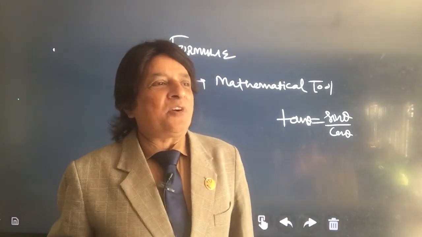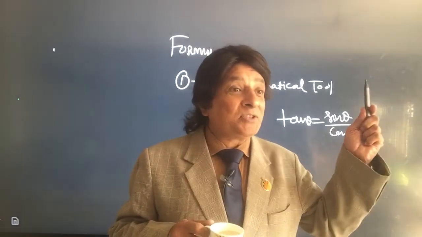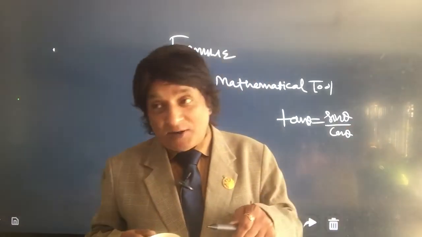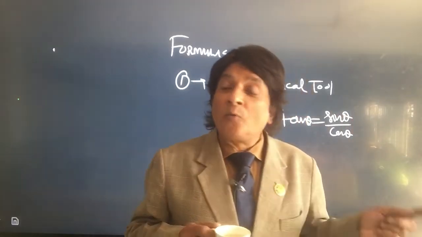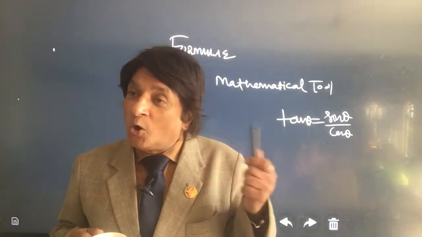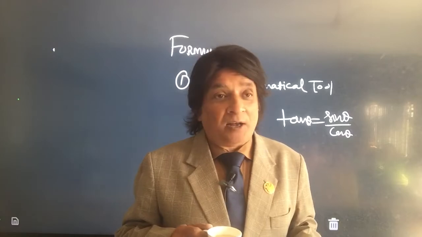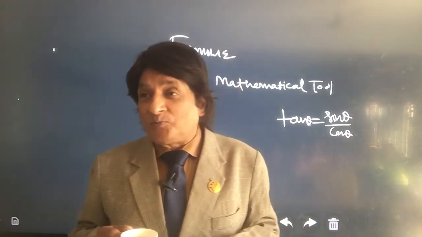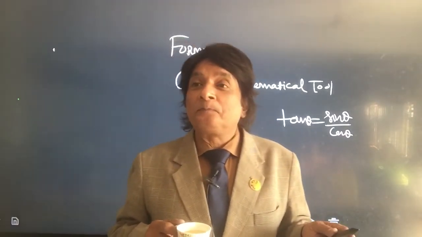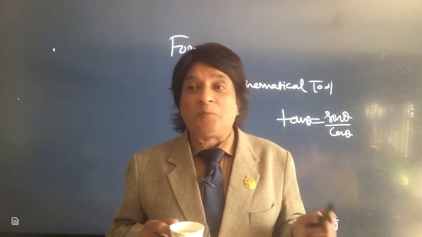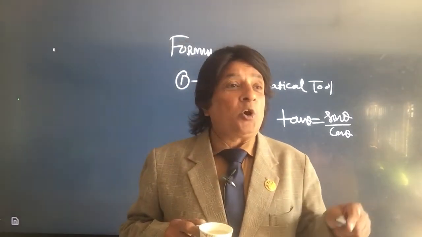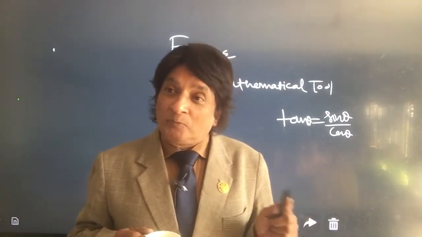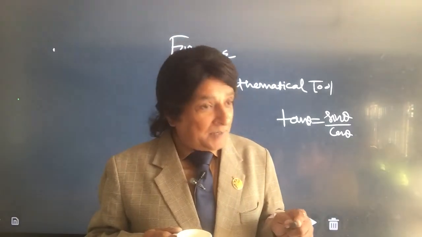Tangent of 45 plus theta is 1 plus tan theta over 1 minus tan theta. Tangent of 45 minus theta is 1 minus tan theta over 1 plus tan theta. Cot of A plus B is cot A cot B minus 1 upon cot B plus cot A. Cot of A minus B is cot A cot B plus 1 upon cot B minus cot A, right?